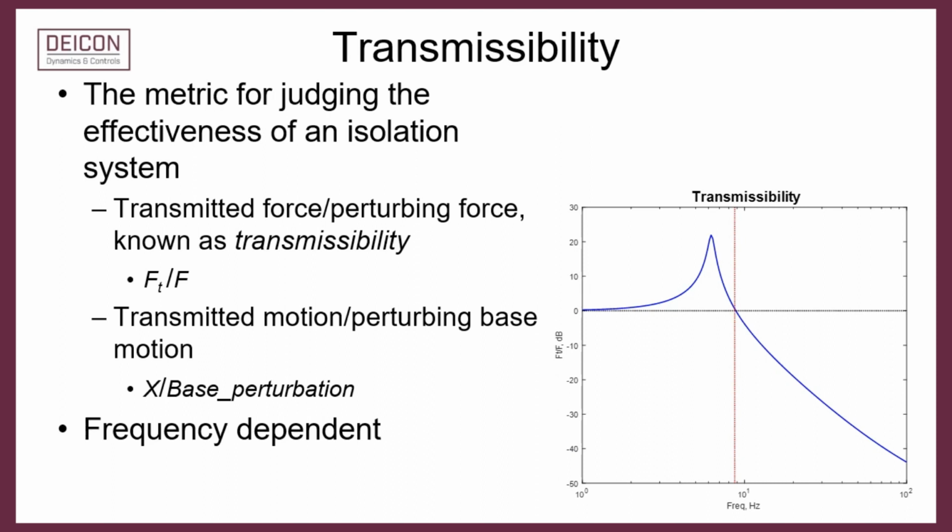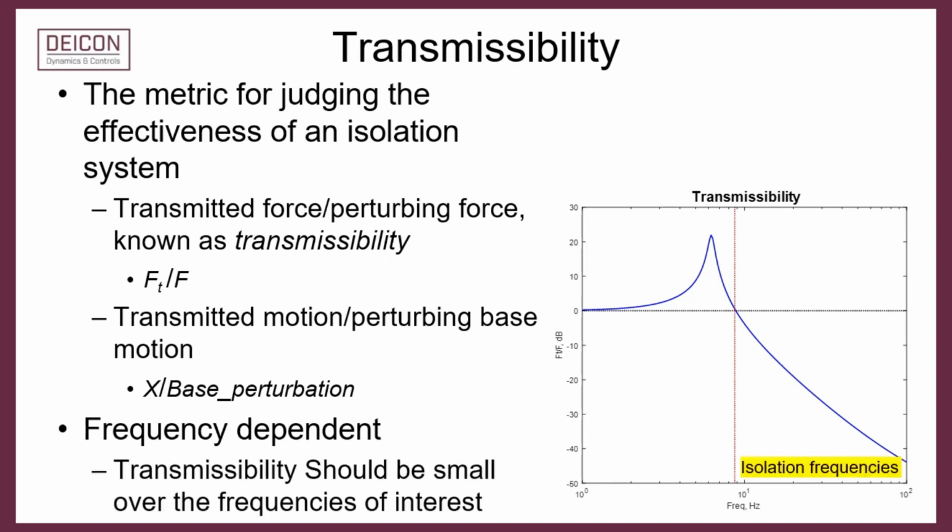Vibration isolation systems should be designed so that the perturbing frequencies fall in the frequency range where vibration isolation is effective. The objective of an isolation system is making transmissibility as small as practical over the frequency range of interest.